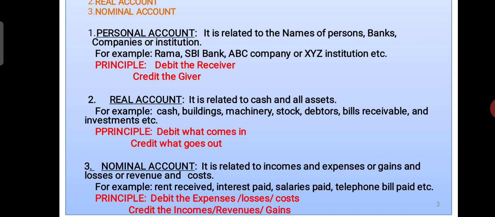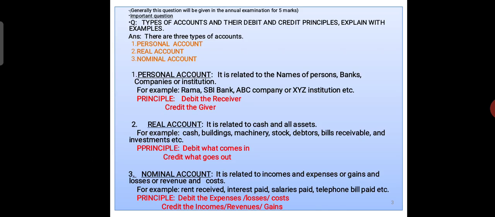Okay, like this you have to write the answer for the 5 marks question which may come in the annual examination. May or may not come, but if it does, you have to answer it. Okay, now I hope you understood the types of accounts and their debit and credit rules.